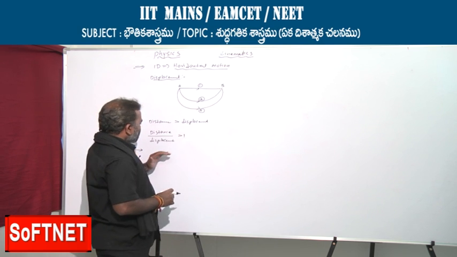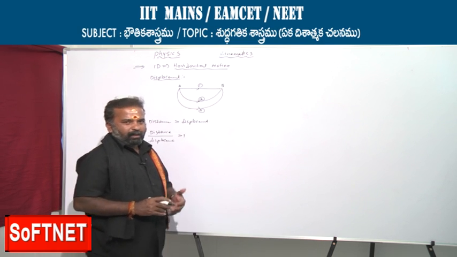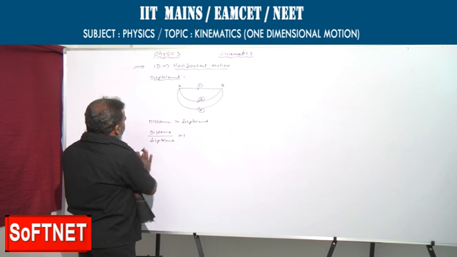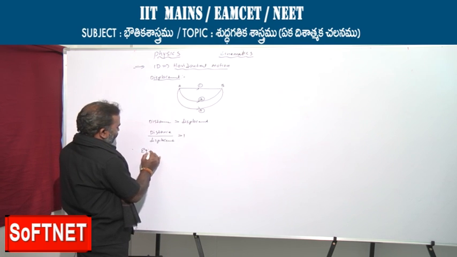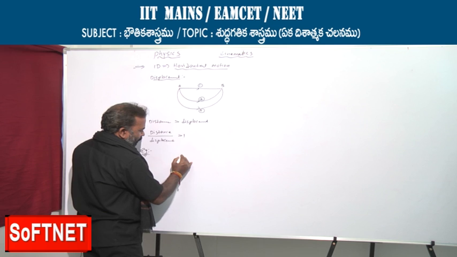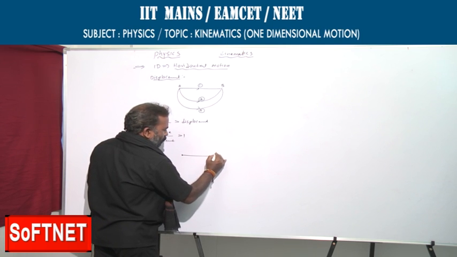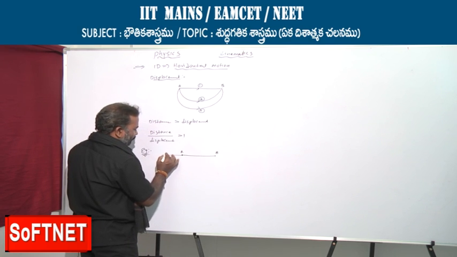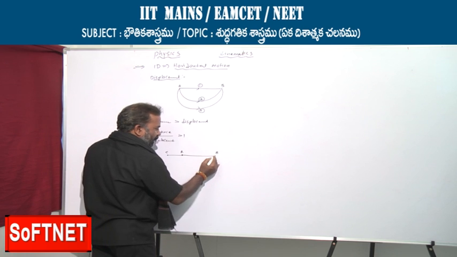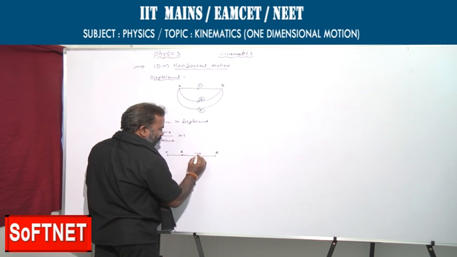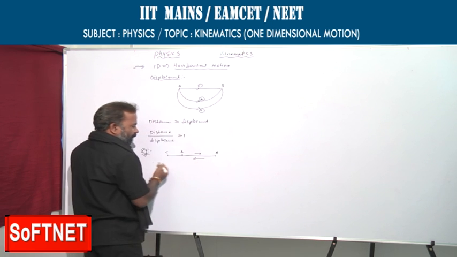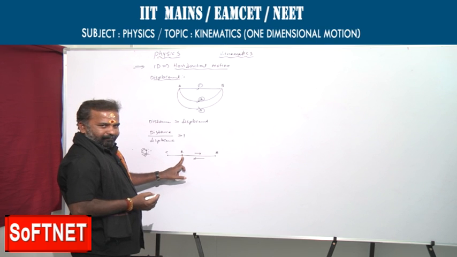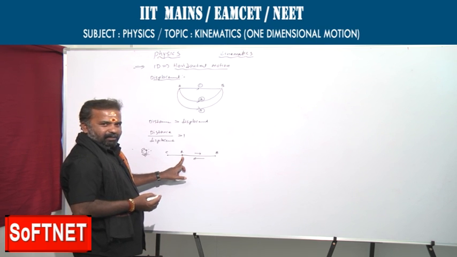So when do we assume that displacement is negative? For example, if a body starts from A, goes to B and again returns back to C, then A to B is in the forward direction, B to C is in the opposite direction. If it comes back to A, then displacement is 0.